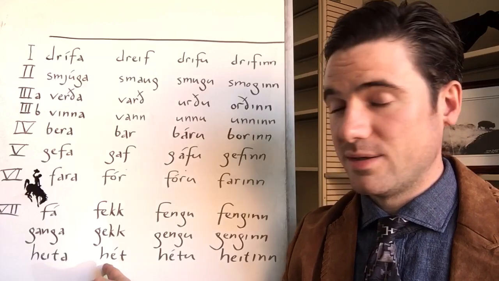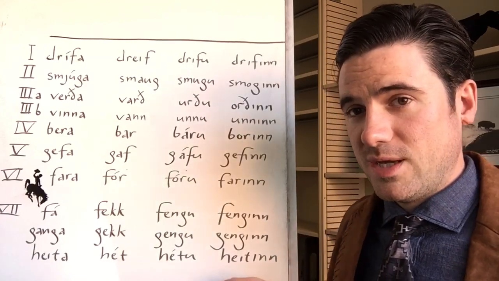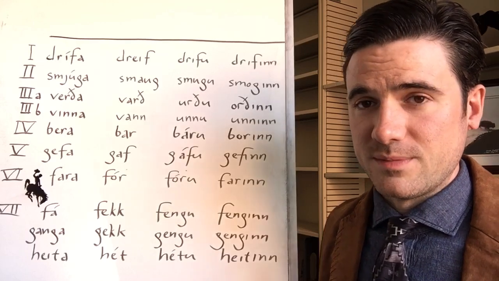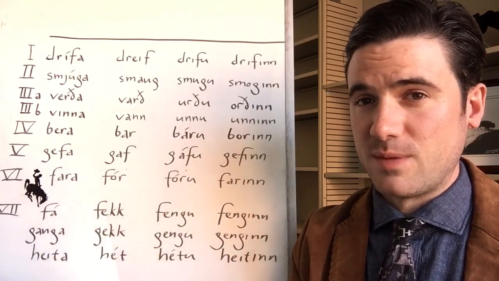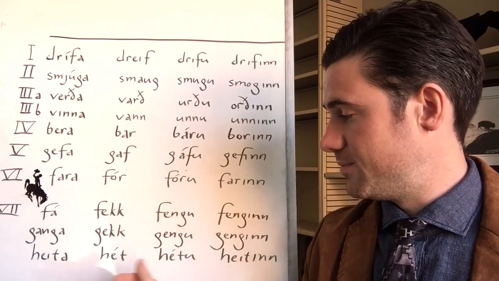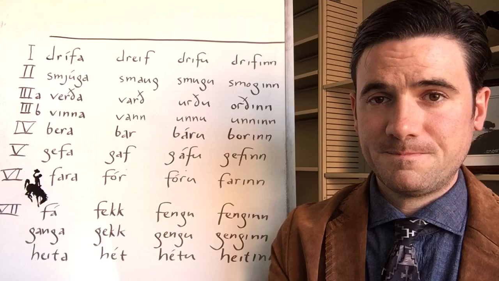Hét, he, she, it was named. Hétu, they were named. Heten, have been named. This verb can also be used in an active sense to mean to promise. So he, she, it promised, they have promised, this thing is promised, something like that.